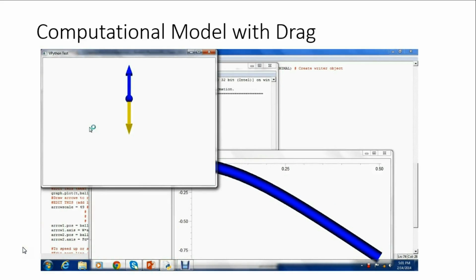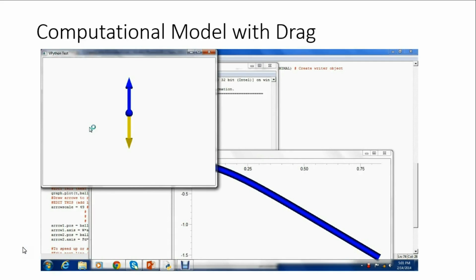As you can see, the ball falls a little more slowly than it did before. Drag force is the blue arrow acting up, and gravity is the yellow arrow acting down. What happens is eventually the drag force will get to the point where it's the same as the force of gravity and the object will stop accelerating.